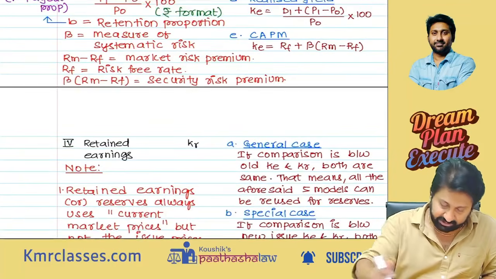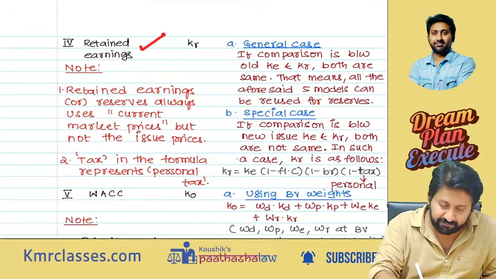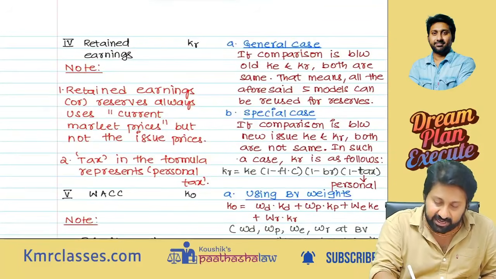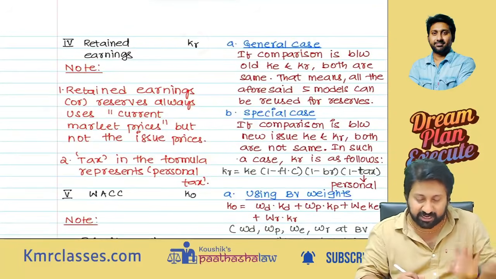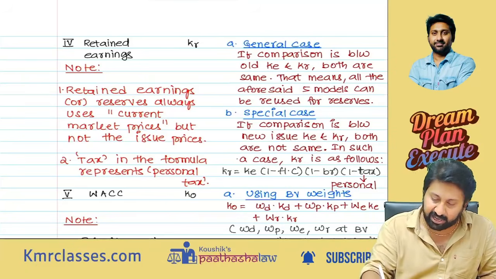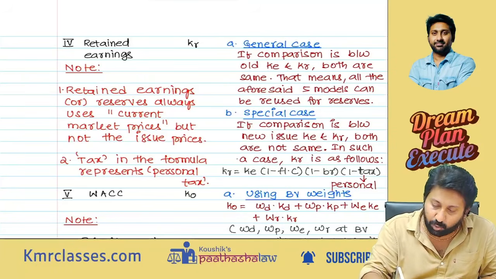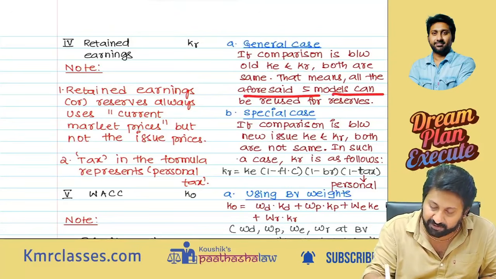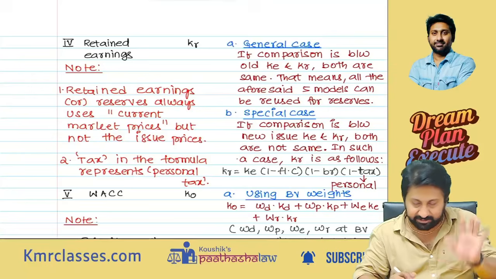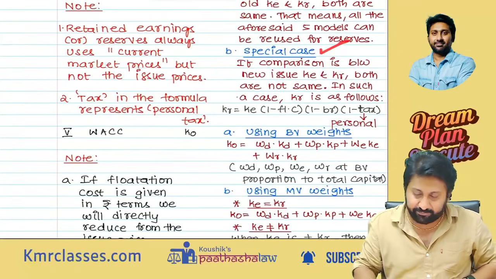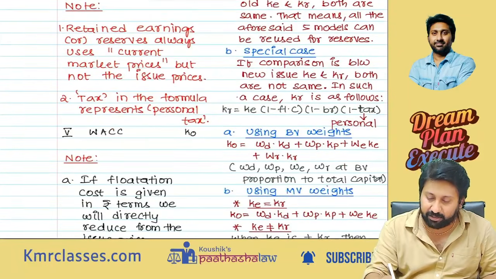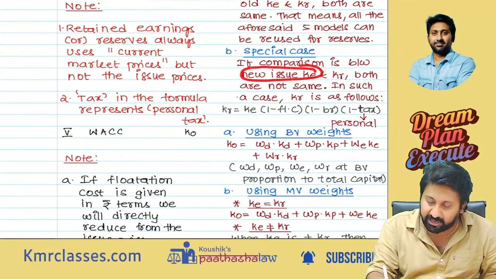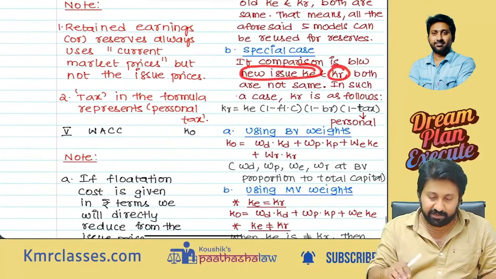Okay. Next, calculation of retained earnings. Generally, KE and KR both are the same. If the comparison is between old KE and KR, both are the same, which means all the aforesaid 5 models can be reused for reserves. Next, special case: if the comparison is between new issue KE and KR, see, I will give you like this.